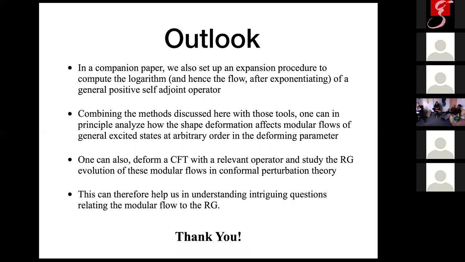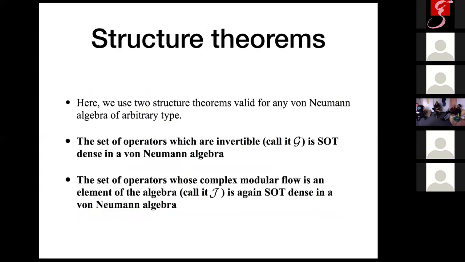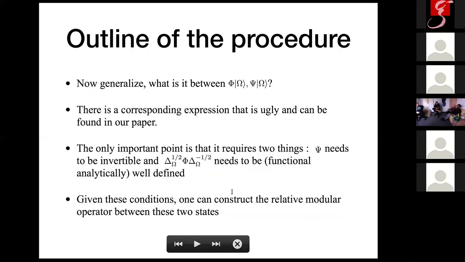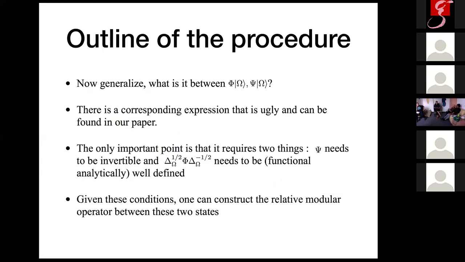Right, thanks a lot. No problem. Can I ask one question? Could you go to the previous slide, I think? Yeah, so how did you construct this delta phi n, psi n? This just follows from a generalization of this. The logic is, I know how to construct the relative modular operator between these states, and you can generalize that to these two states. So if you know this, you already know delta phi n, psi n.